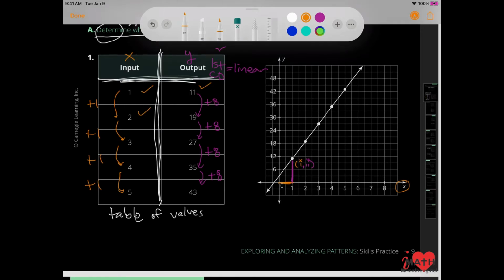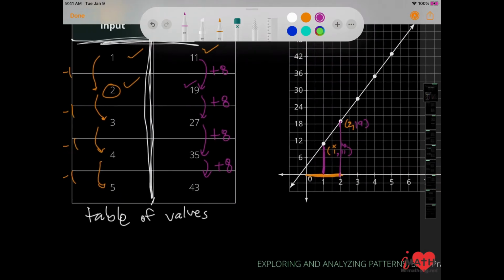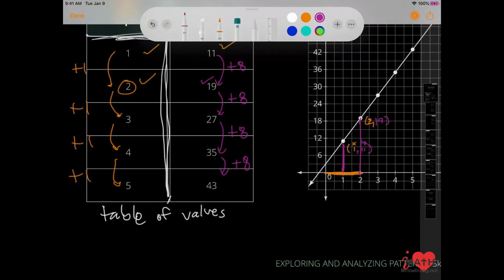And then I'm just going to go through and graph all these ordered pairs. 2 on the x's, in orange, and then up 19 in this pink line here. So the ordered pair is 2, 19. Right 2, up 19. Notice how those are both positive. Let's just graph the other ordered pairs.